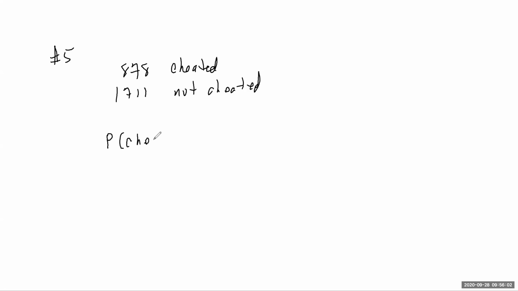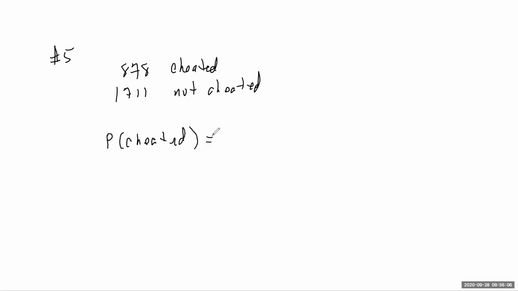This problem reads, in a survey of college students, 878 say they have cheated on a test. So we have 878 say they have cheated. 1,711 say they have not cheated. If you are selecting a student at random, find the probability the student has cheated. So we want the probability, if we're selecting somebody at random, that that person cheated.